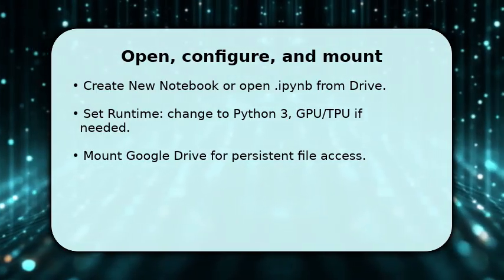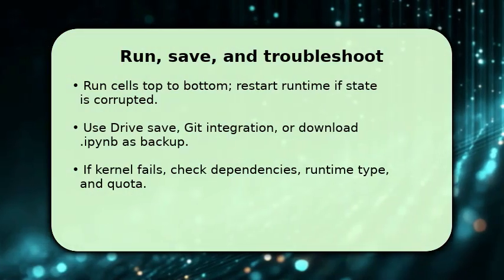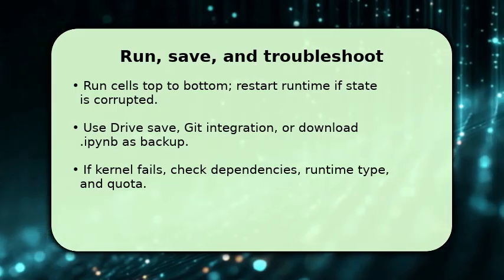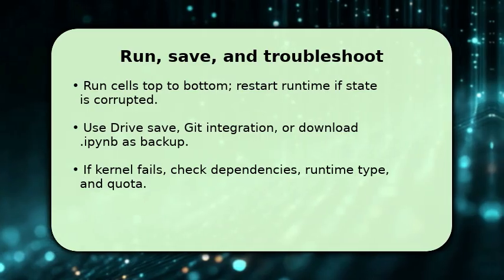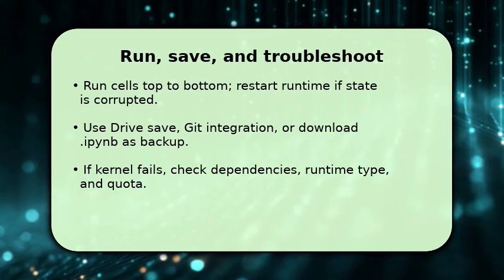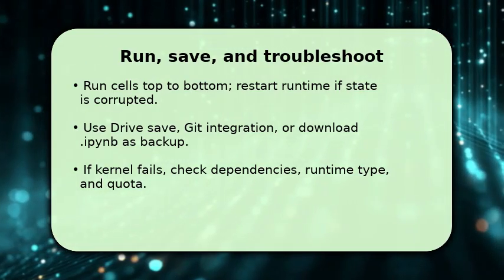You run cells in order and save frequently to Drive or commit to Git for backups. This prevents lost work. If a long job stops unexpectedly, restart the runtime and rerun initialization cells to restore packages and mounted Drive. Make sure to switch runtime types if errors mention missing CUDA or incompatible libraries.